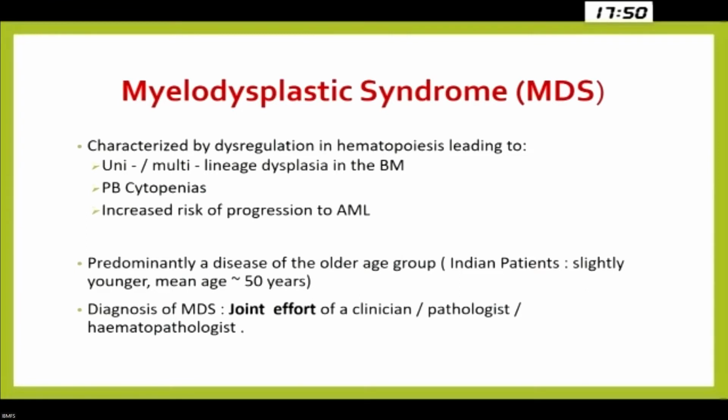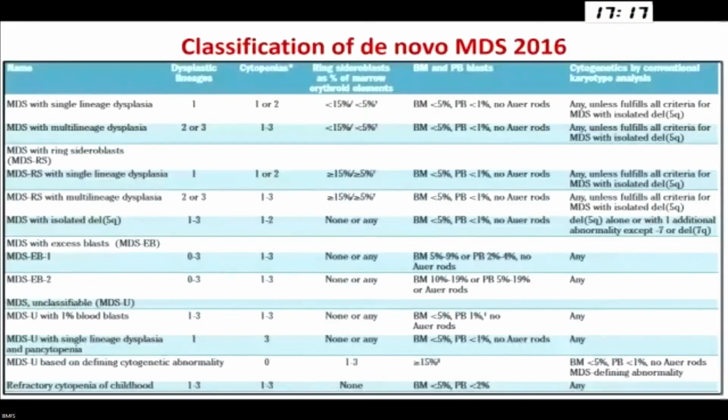Predominantly in the West, they are a disease of the 7th or the 8th decade of life. But in India, as in any other hematological disease, we are a decade or a decade and a half earlier than the Western population. And I want to highlight that diagnosis of myelodysplasia is a joint effort of the clinician, pathologist, hematopathologist. So it's not a single person's diagnosis. You have to work in tandem to arrive at a diagnosis of myelodysplastic syndrome.